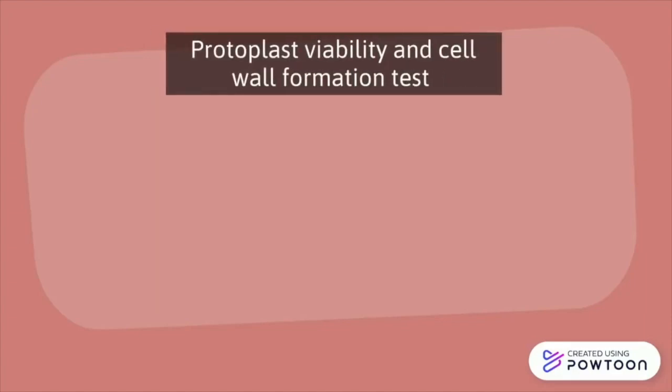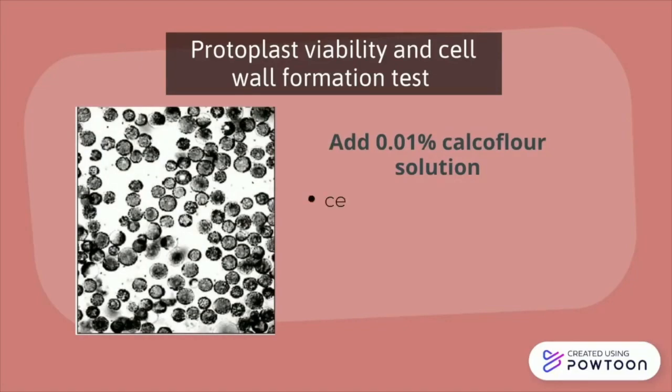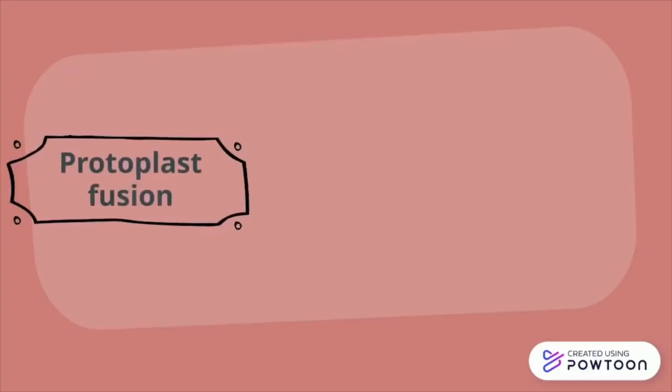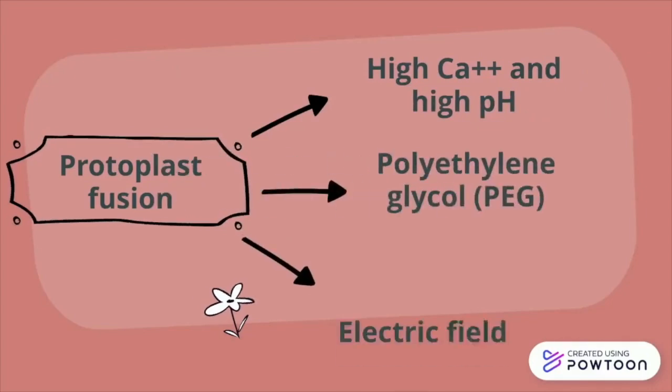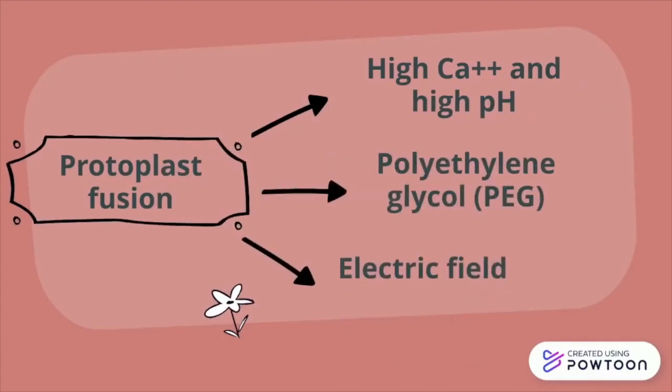After the purification of protoplast, a viability and cell wall formation test is carried out. Add 0.01% calcofluor solution and observe the protoplast under a fluorescent microscope. The cell wall will fluoresce while the protoplast will remain dark. There are 3 ways to do the protoplast fusion. First, in a high calcium and high pH solution; second, in a polyethylene glycol; and the last is electric field.